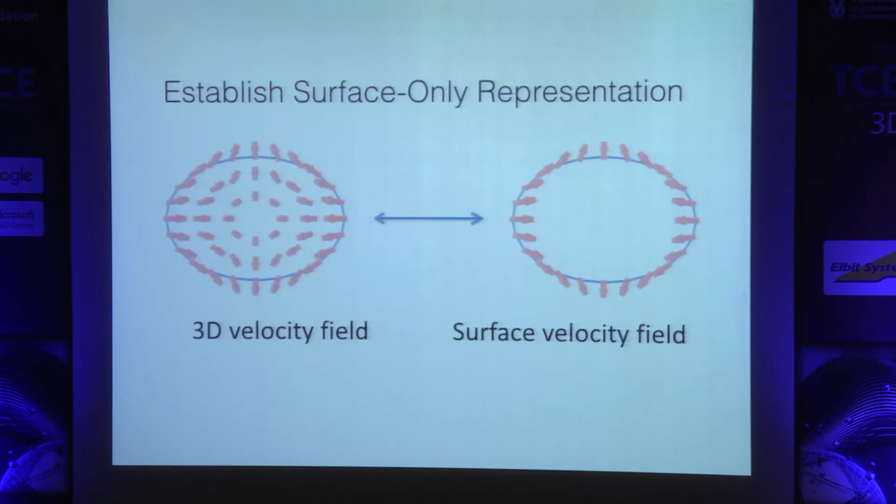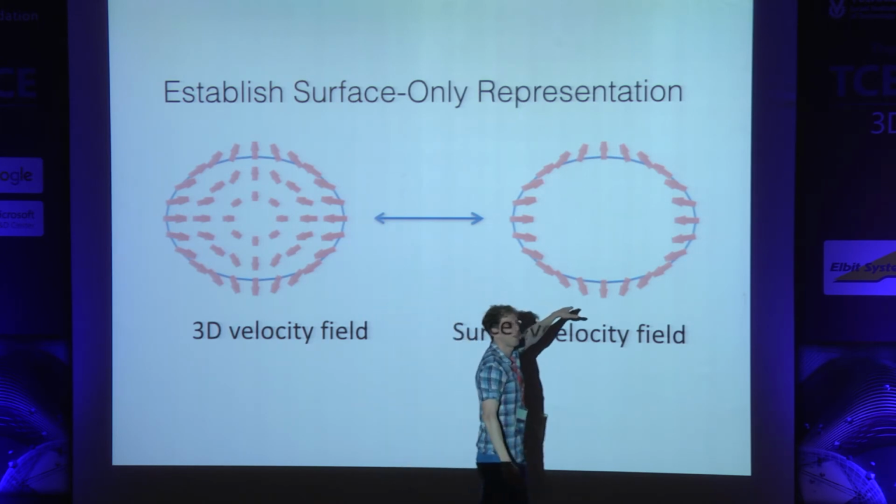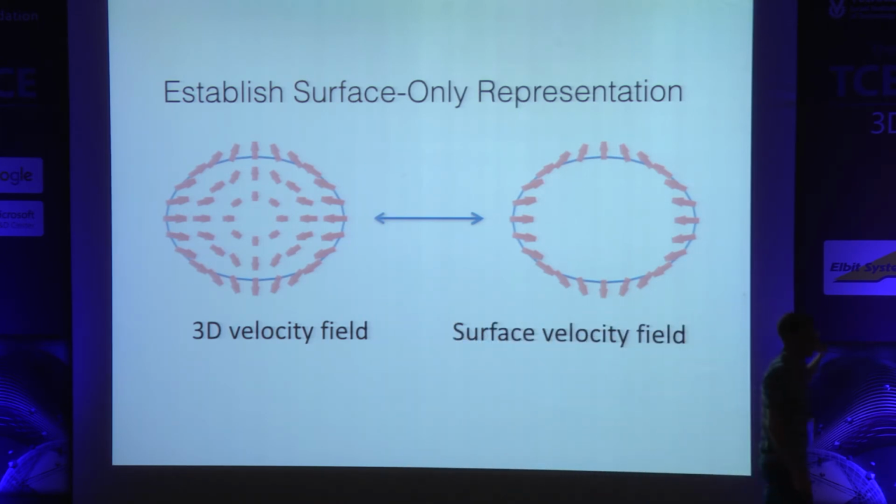So here's my velocity field u for some droplet on the left. And here's what I want to have. I want to have a representation only on the surface. And ideally, I don't want to lose any data. I don't want to cheat, ideally. So if I don't want to cheat, I basically have to go back and forth between these two representations. If I can't go back and forth, I'm probably cheating in some way.